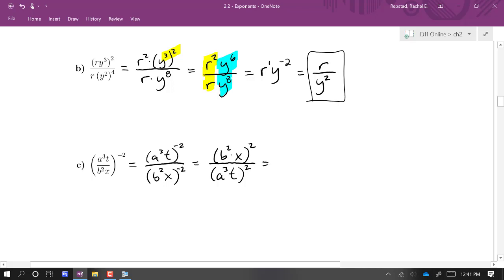Now I'm going to distribute these exponents over the product. B squared squared times x squared over a cubed squared times t squared. And finally, raising the power to a power, I'm going to multiply exponents. So I've got b to the fourth x squared over a to the sixth t squared.